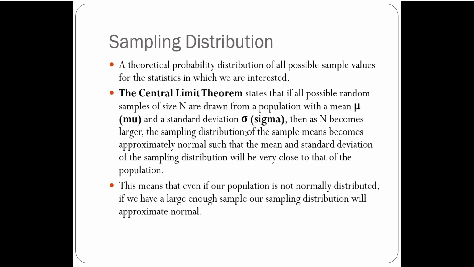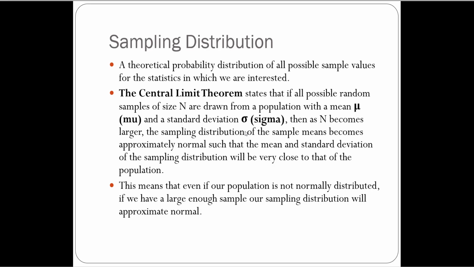Sampling distribution. This is where things get a little trickier. A sampling distribution is a theoretical probability distribution of all possible sample values for the statistics in which we are interested. So imagine we are drawing a bunch of different samples from the same population, all of the same size. If we were to then graph those means, that would be our sampling distribution.